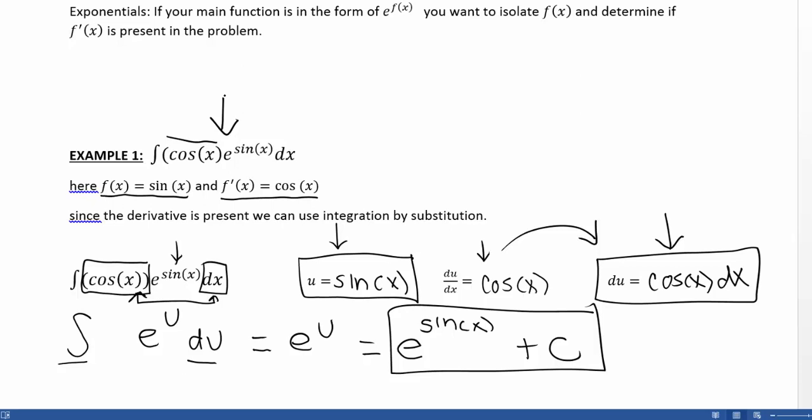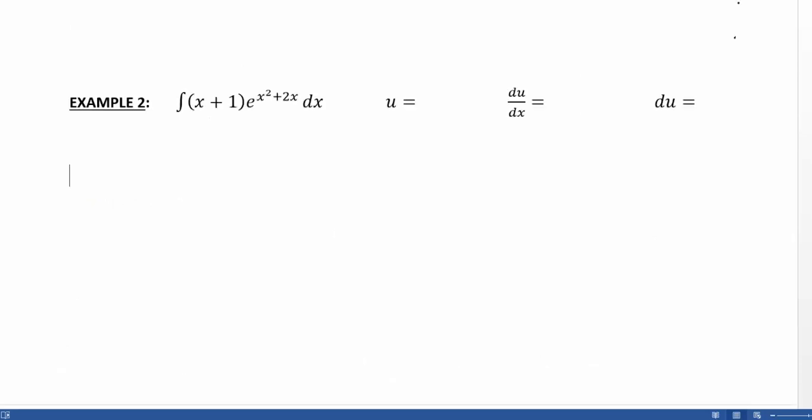So let's look at another example. Example 2: the integral of x plus 1 times e to the x squared plus 2x dx. I want you to notice that you have parentheses in this problem because later we're going to look at parentheses to a power problems, and we have an e to something complicated. We need to figure out what the main function is here.